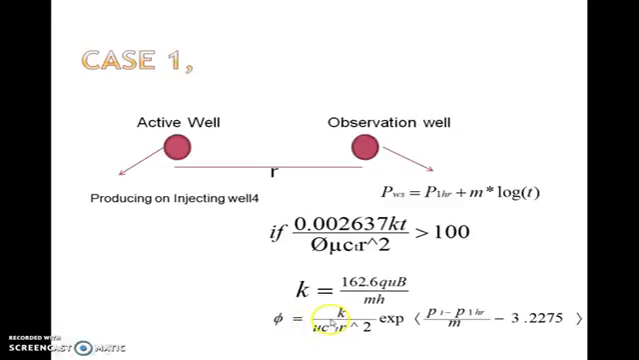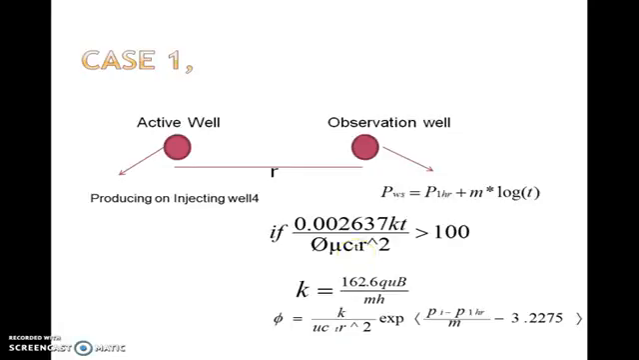As we need permeability in this equation, porosity is equal to permeability over viscosity, Ct, r squared, exponential of Pi, initial pressure, minus pressure after 1 hour, divided by m, which we have gotten from the graph, minus 3.2275. Then we have all the parameters required. As we have found permeability and porosity, we just plug these values into this relation.